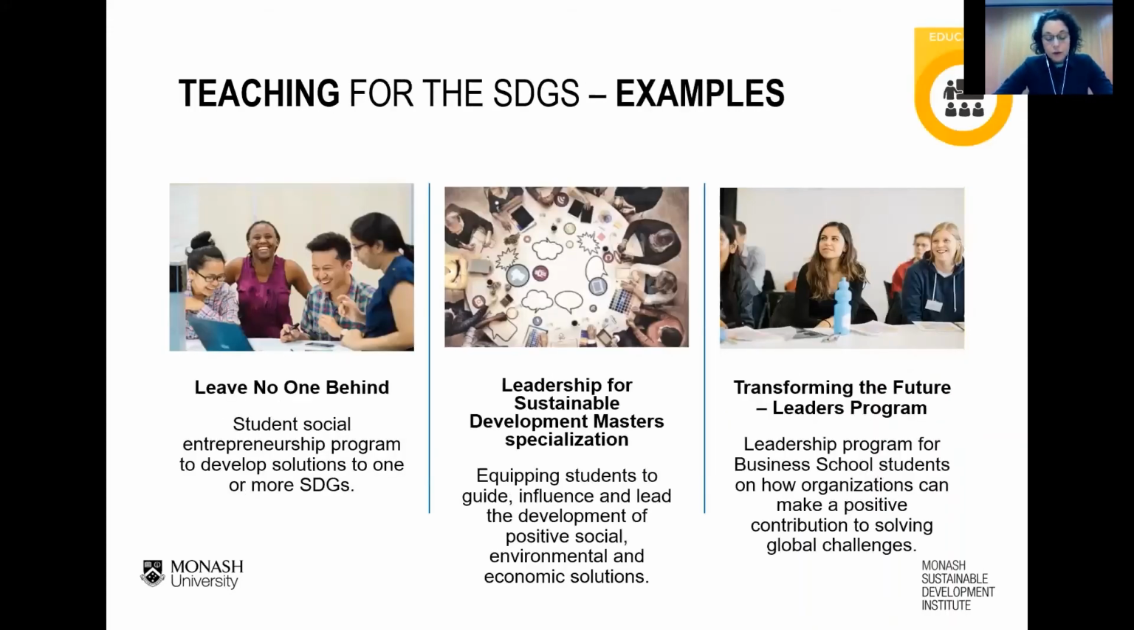Before closing off this topic, I wanted to give you 3 brief examples of how my university is starting to implement these ideas. Just remember that there are many other ways to do it, and each university needs to find its own path.